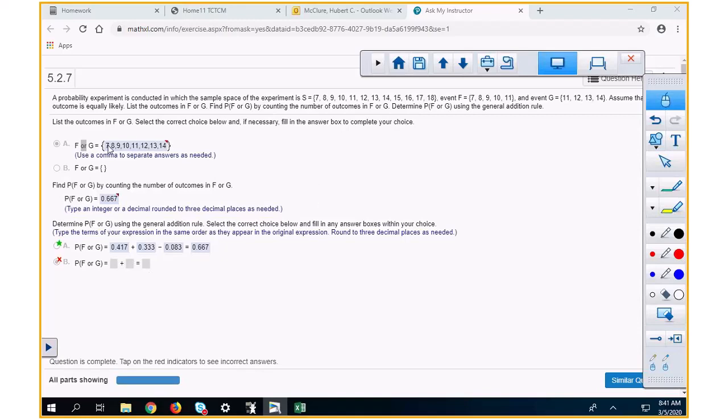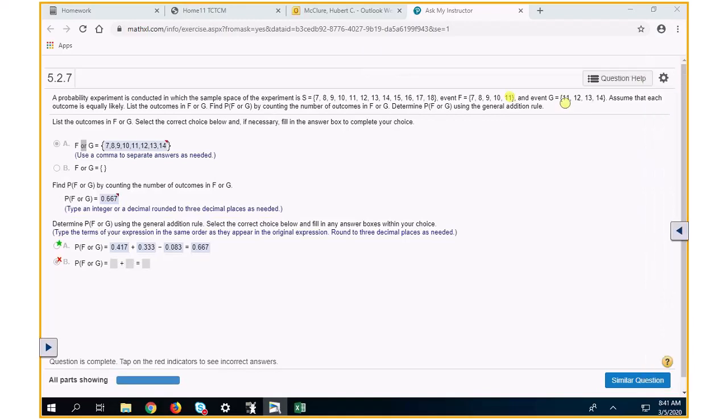Okay? The OR tells you this is the additive law. So you subtract the overlap. The overlap is the 11s. We'll take a highlighter and highlight that 11 and that 11, so you don't count 11 twice. You only count it one time. F or G would be 7, 8, 9, 10, 11, 12, 13, 14. And that's 8 out of 12 numbers, so therefore it's 0.667.